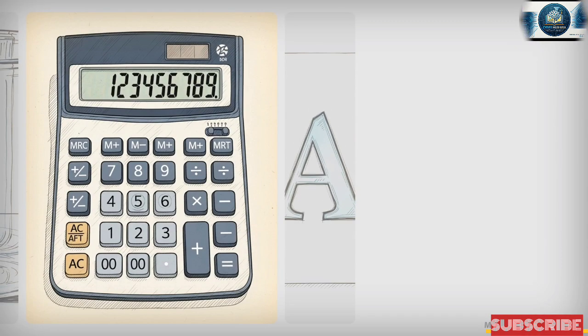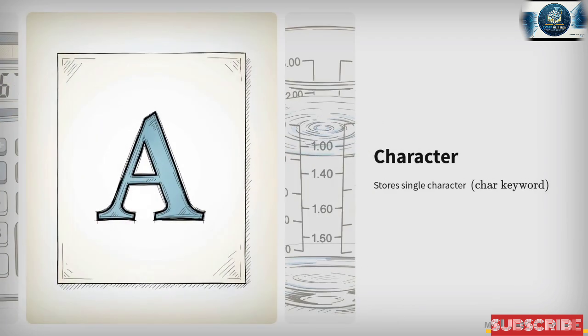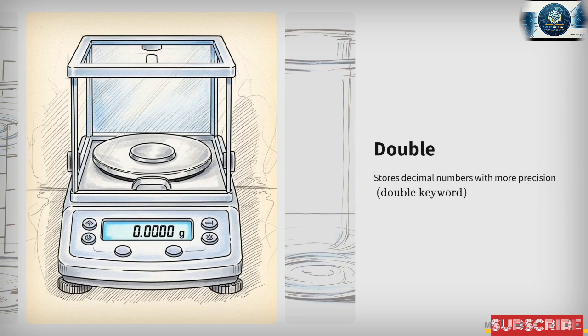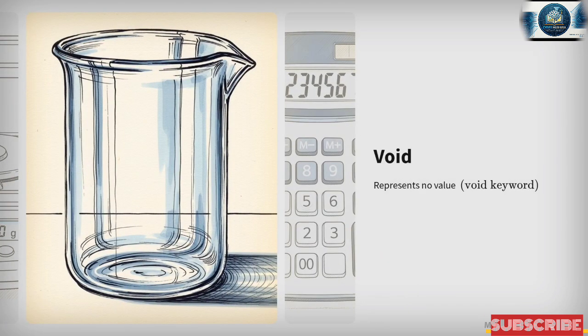Here's how C organizes its most important data types, each serving a unique purpose in program design. Integer data types store whole numbers and are declared using the int keyword. Character data types store a single character and use the char keyword. Float data types store decimal numbers and are declared with the float keyword. Double data types store decimal numbers with greater precision, using the double keyword. Void data types represent no value, and are often used for functions that do not return anything.